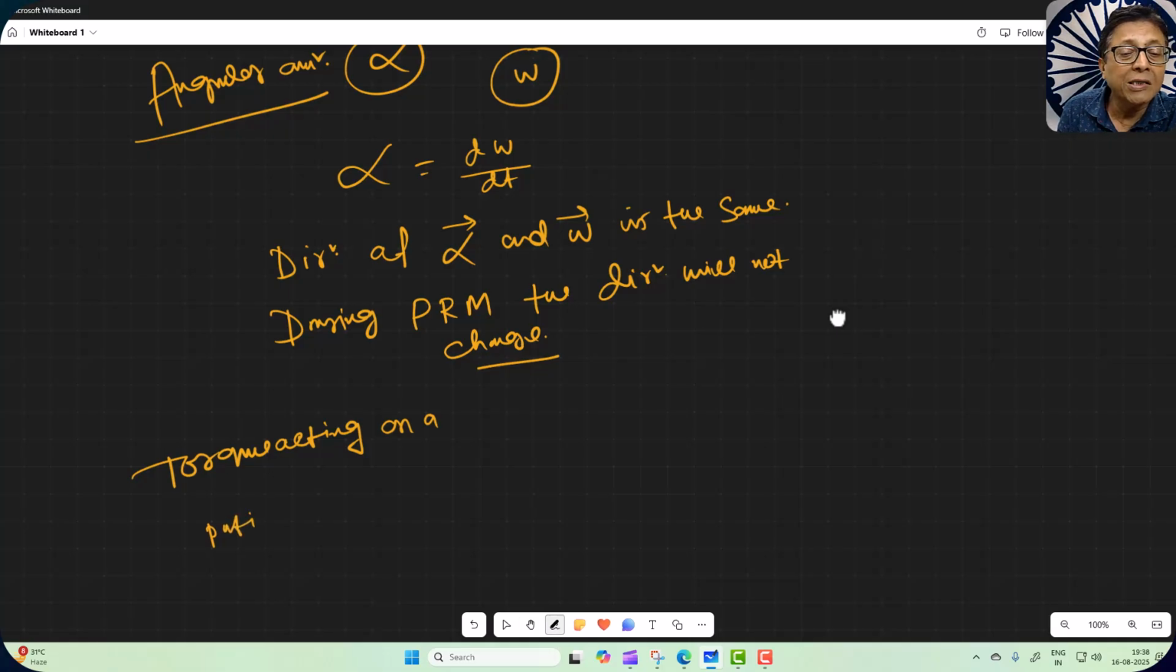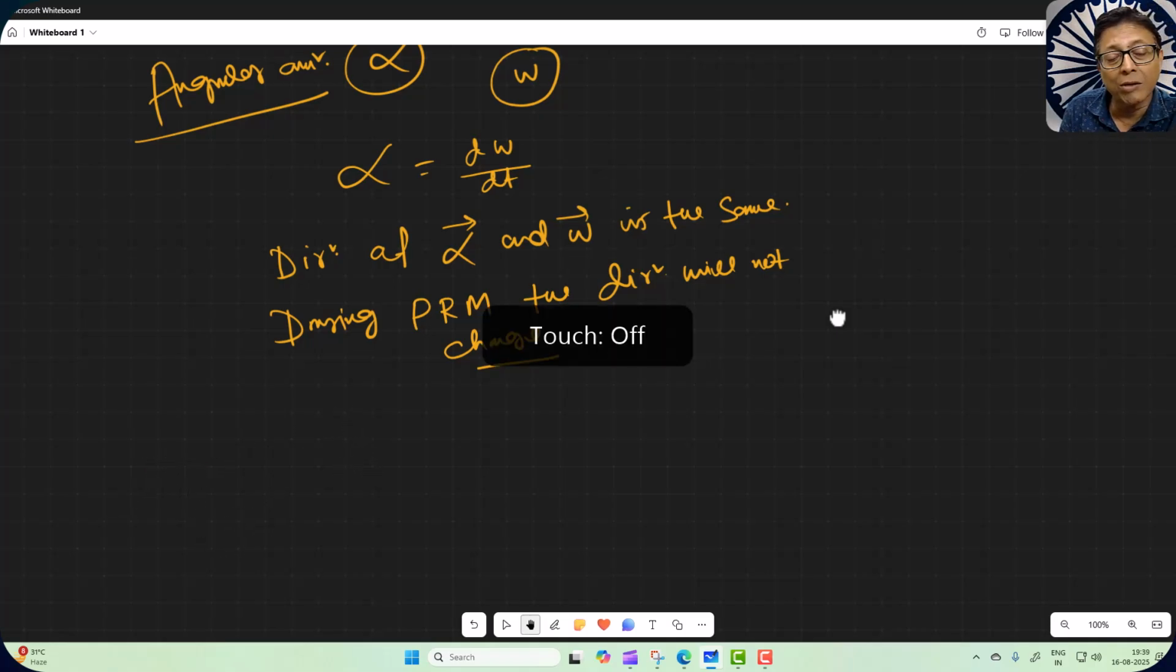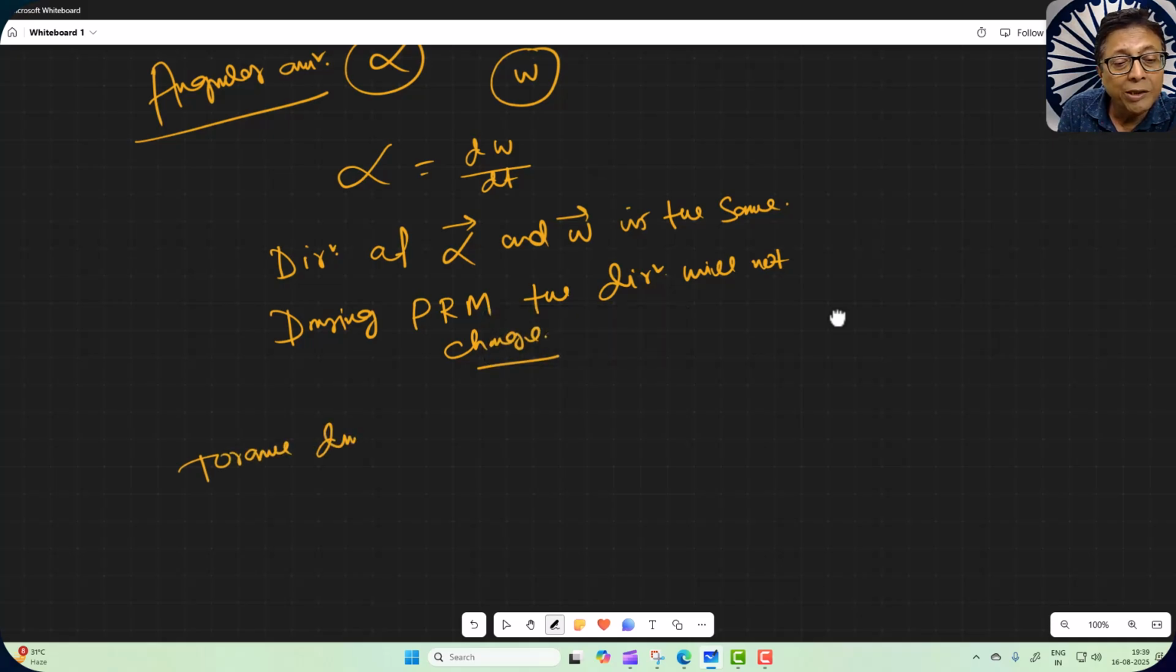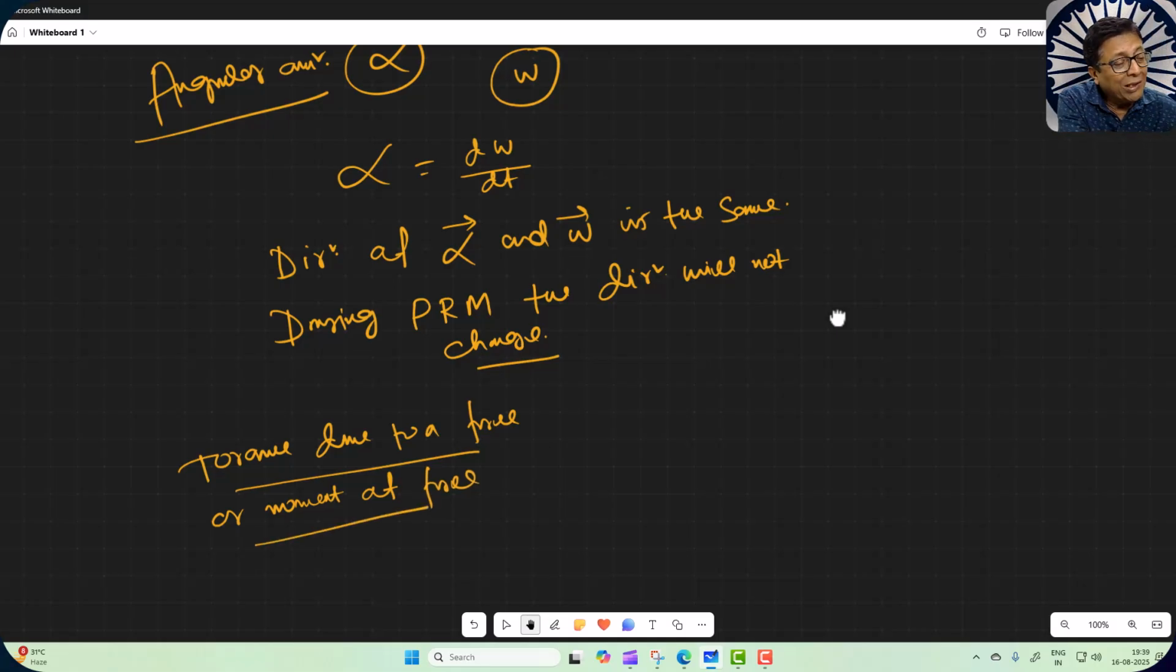Or we can define this way, torque, moment of force. Let us do that first. Particle or rigid body definitely will come one by one. The torque due to a force, or moment of force. What is that? Moment of force.